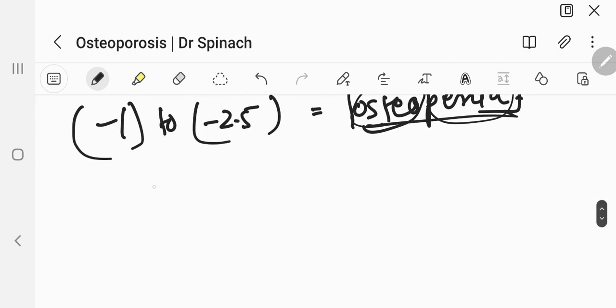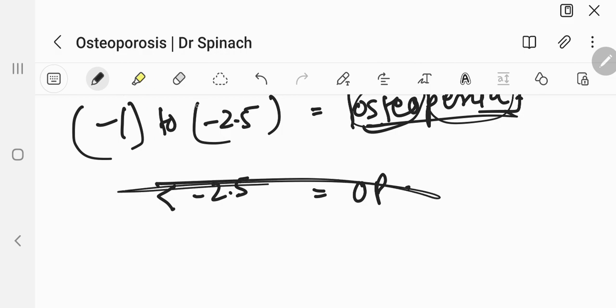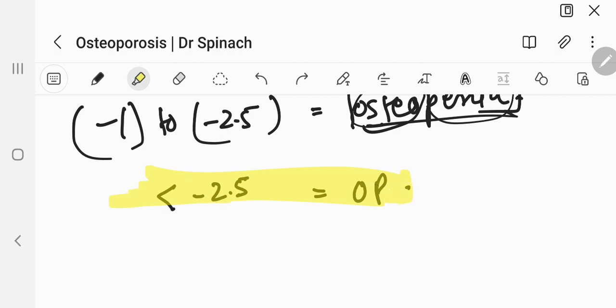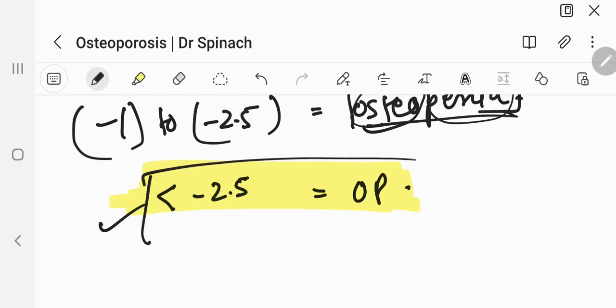Now, we say less than minus 2.5, but we are actually referring to above 2.5, right? So minus 2.6, minus 2.7. So beyond minus 2.5, we consider this stage as osteoporosis. This is very important because this is something that is actually given in exams, that the DEXA scan shows a T score of minus 2.6 or minus 3, right?